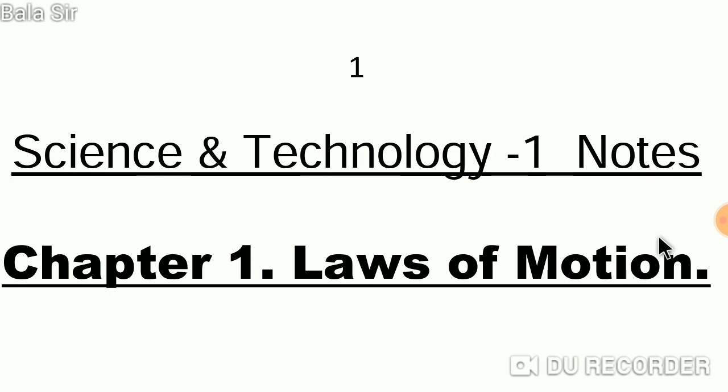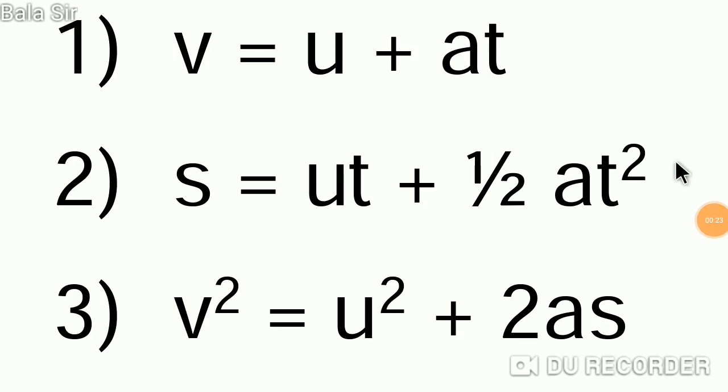So today we will learn to solve the problems which are based on the textbook. These are the three equations of motion which you have to learn by heart for solving the problems. The first equation of motion is V is equal to U plus AT. The second equation of motion is S equal to UT plus half AT square. The third equation of motion is V square is equal to U square plus 2AS.